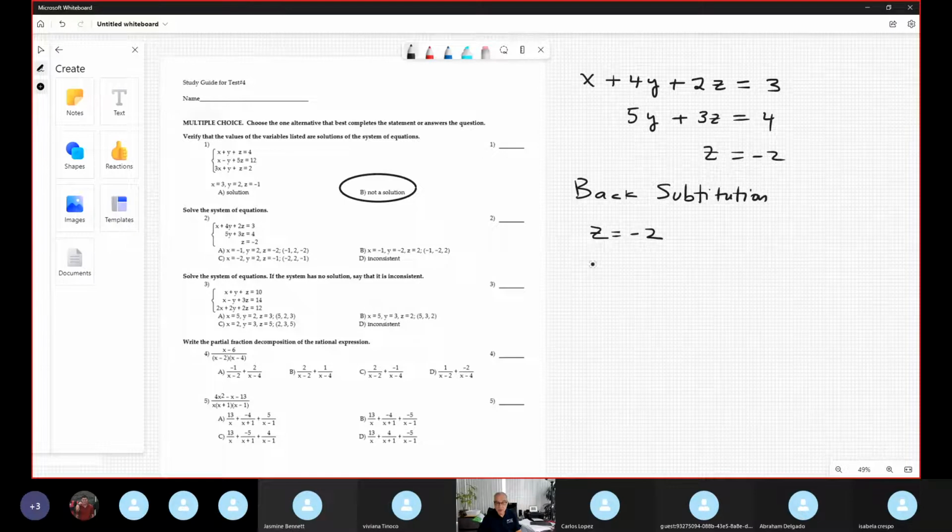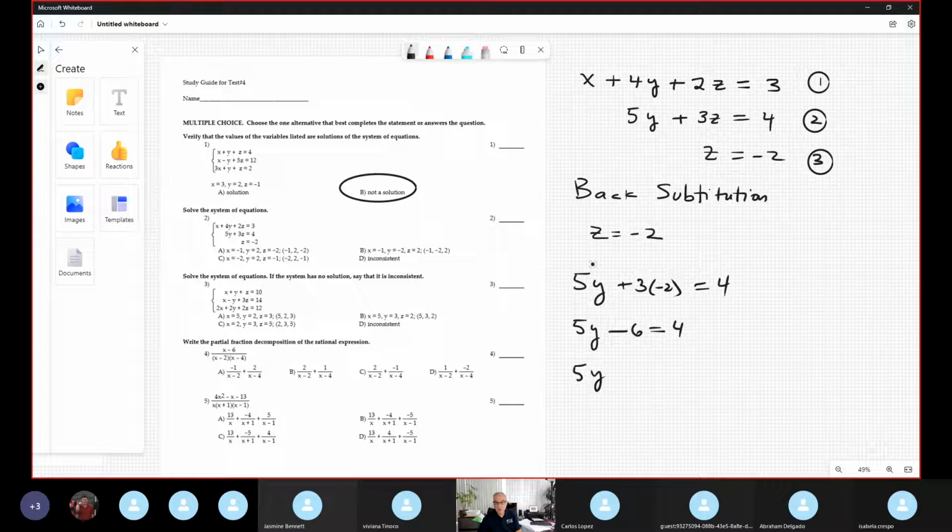I substitute this in the second equation: 5y plus 3 times negative 2, because you replace z for negative 2, equal 4. 5y minus 6 equal 4. 5y is equal 4 plus 6. And finally, divided by 5, y is 2.